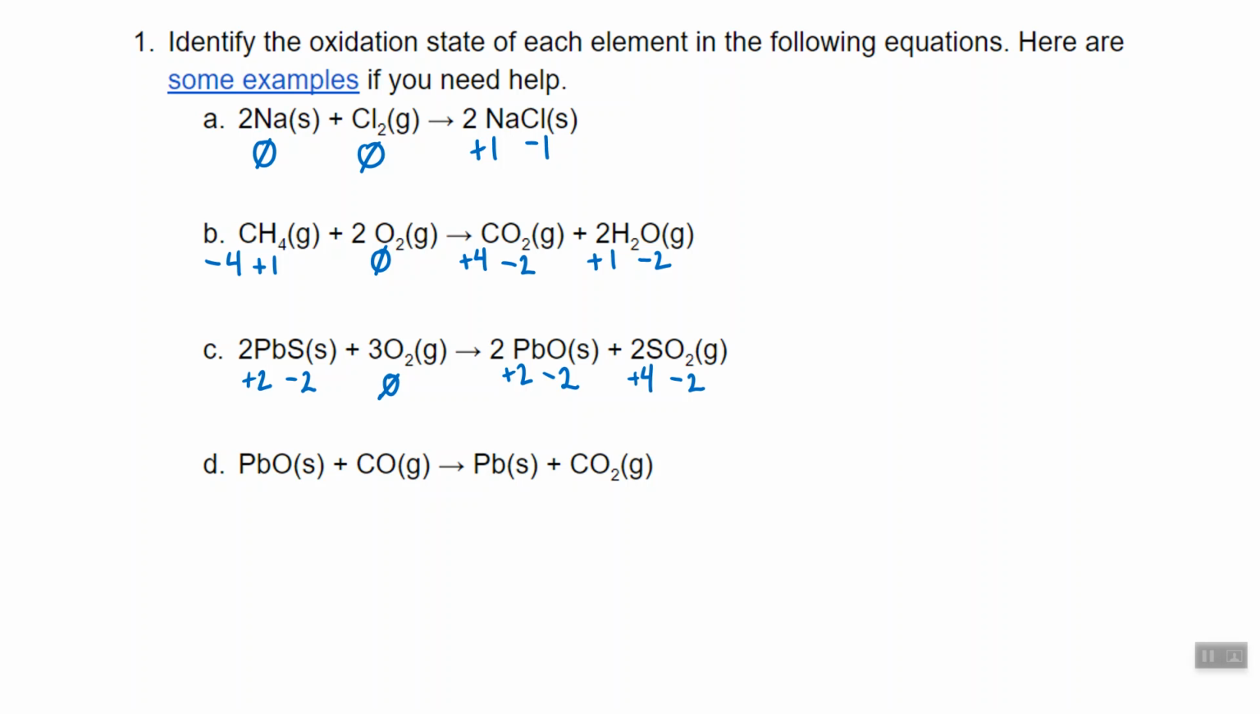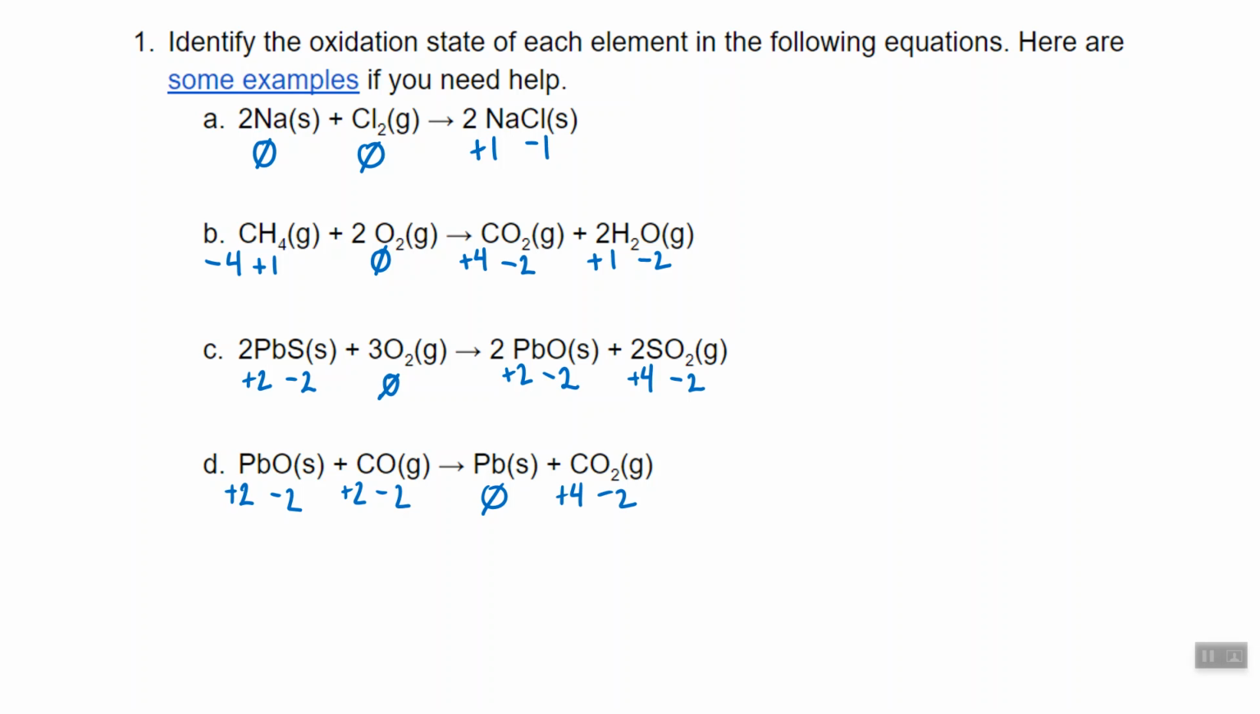The next one we're looking at is PbO plus CO. So oxygen is -2, so then the other ion must be +2. Lead solid would be 0, and for carbon dioxide, this would be +4 and -2.